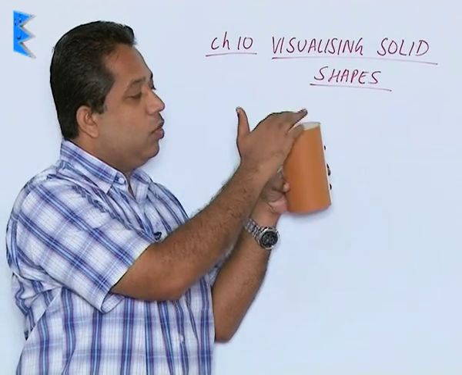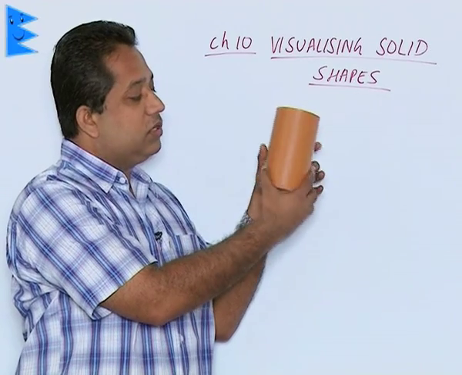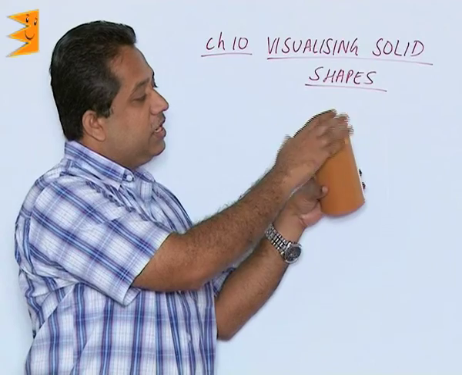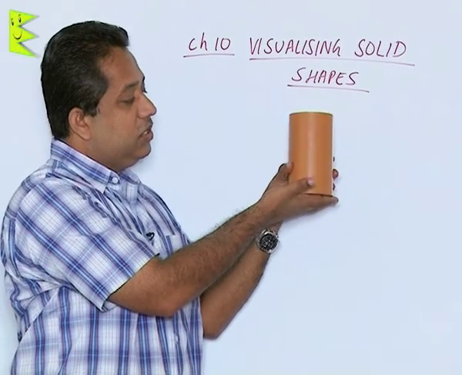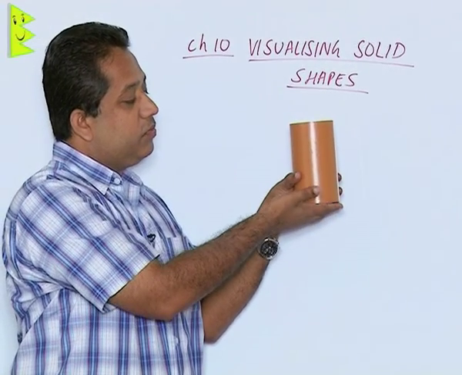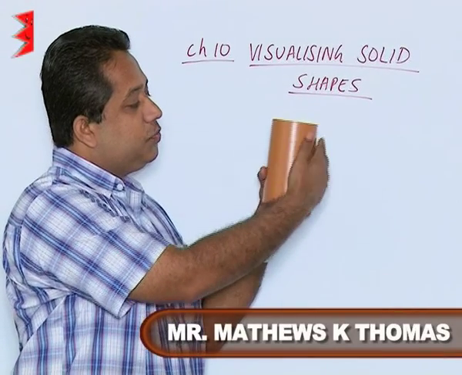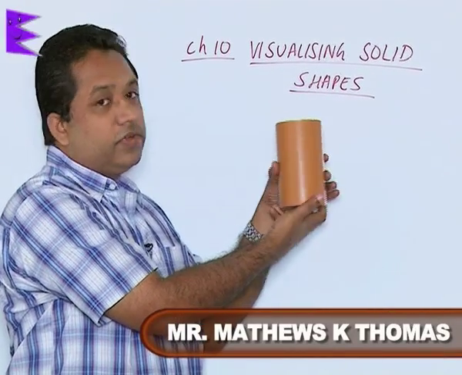Now, these could be open. If it is open, we call this a hollow cylinder. Now, here in this case, since it is closed, we say that this is covered from both sides. So, we have total surface. If we are considering only this portion, then we say the curved surface.